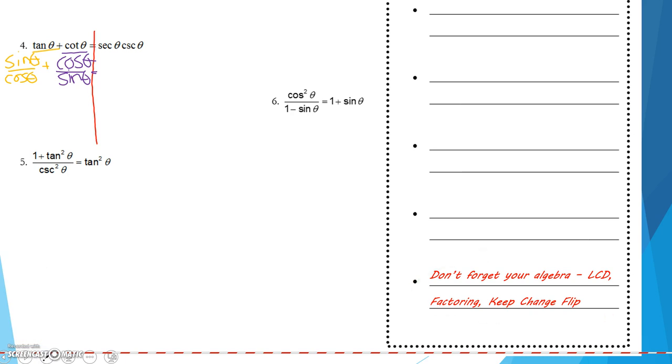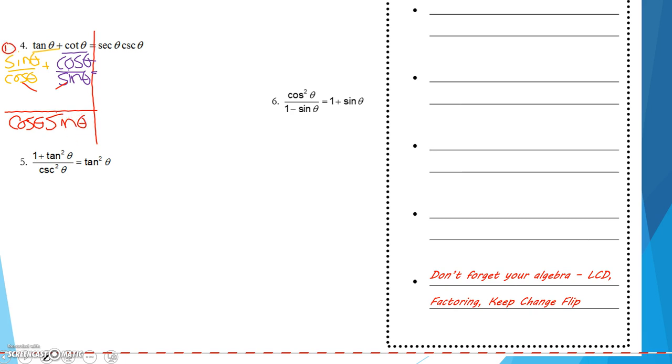Sometimes you'll need to find a common denominator, sometimes you'll need to factor, and sometimes you'll need to keep change flip. In this case, since I have two fractions being added, I need to find a common denominator. And so what I'm going to do to find my common denominator is I just bring both of them down as part of my LCD. So my LCD will be cosine, sine.